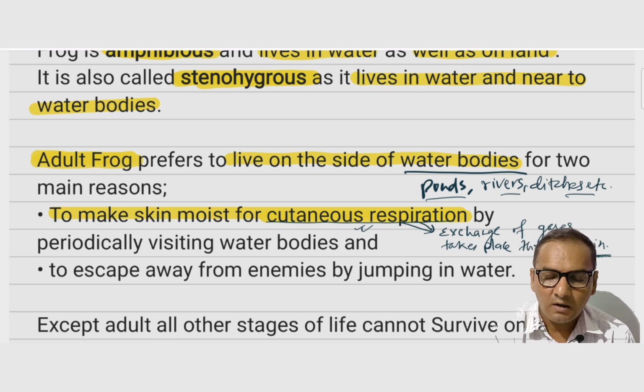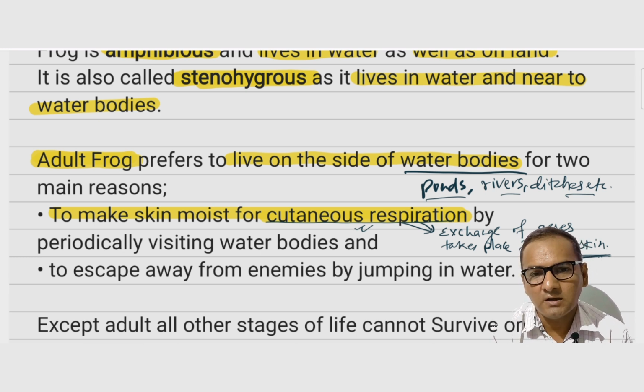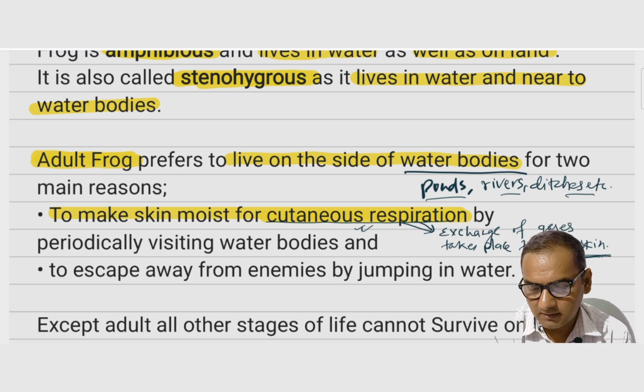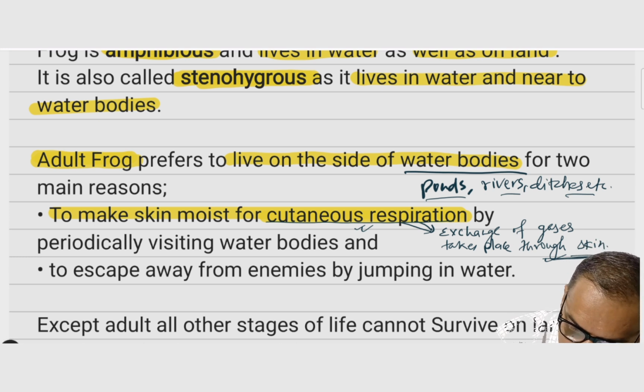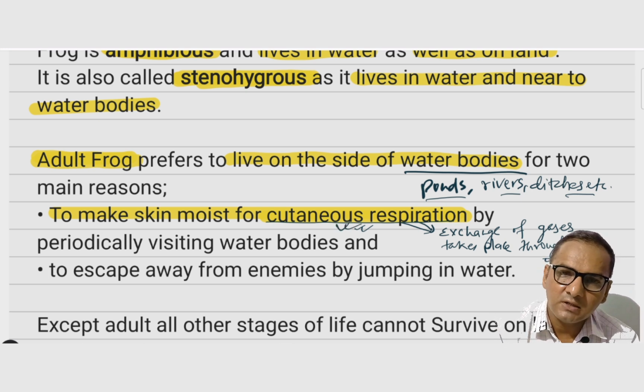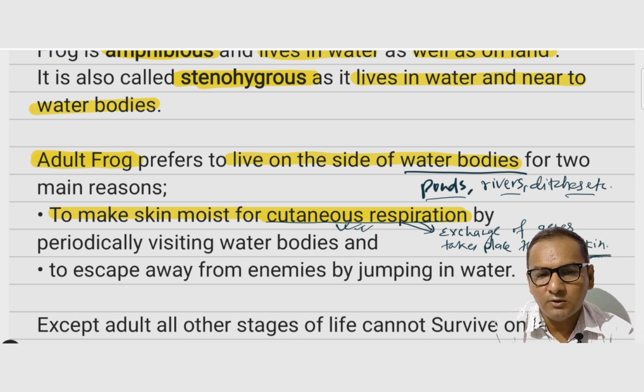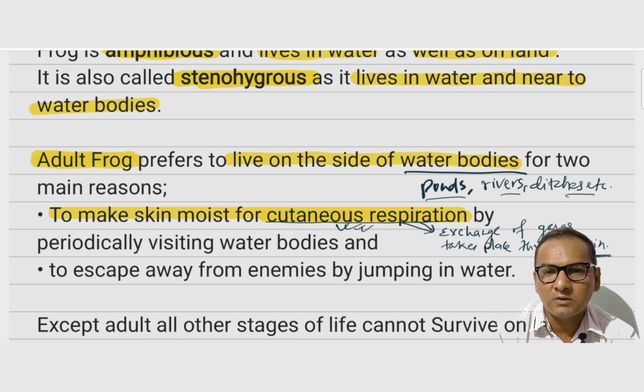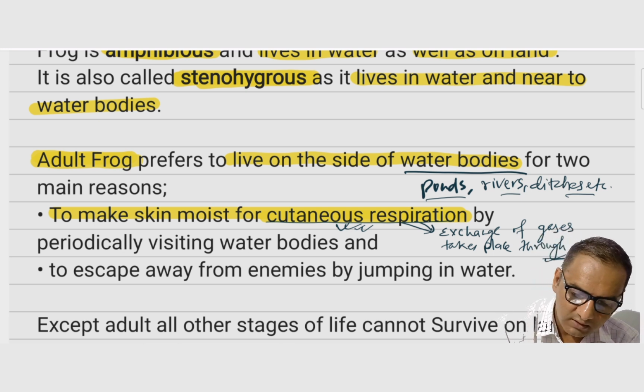In the same way, in case of tadpole of frog or fishes, exchange of gases takes place in gills, and if the respiratory surface is gills, then the respiration is called branchial respiration. In case of skin, the respiration is cutaneous respiration, and for cutaneous respiration, the skin must be moist. Adult frog prefers to live on the side of the water bodies so that it can periodically visit the water bodies to make its skin moist for the purpose of cutaneous respiration.